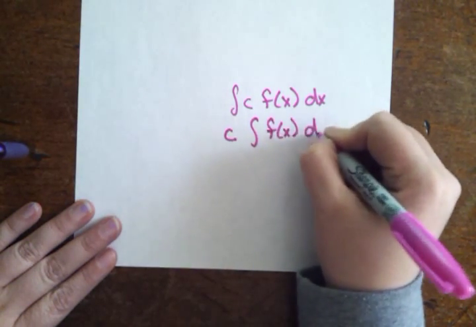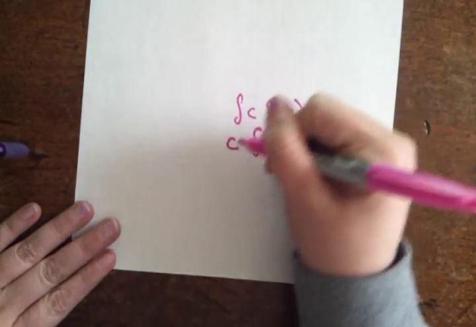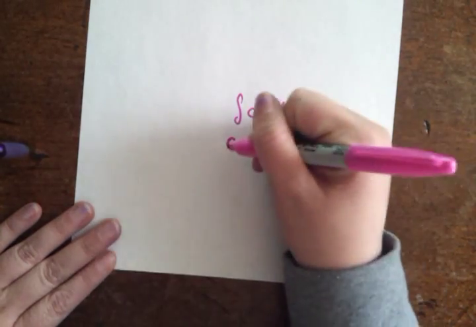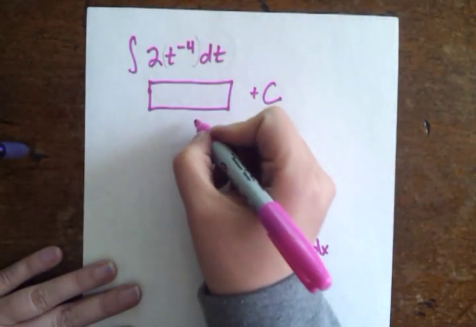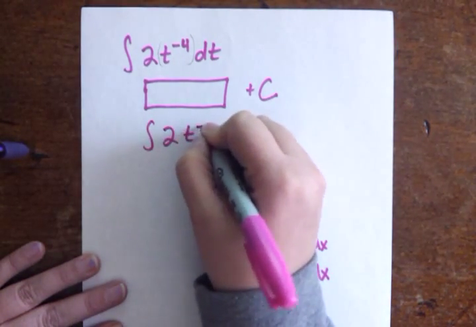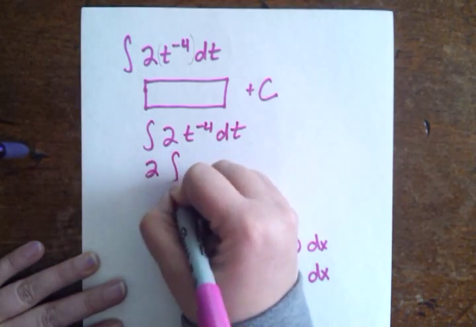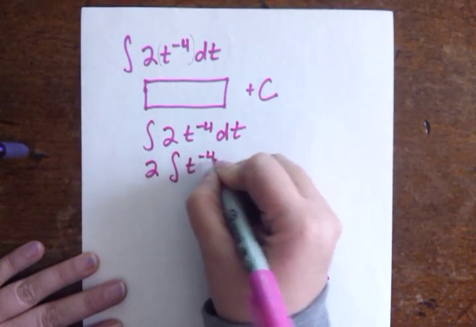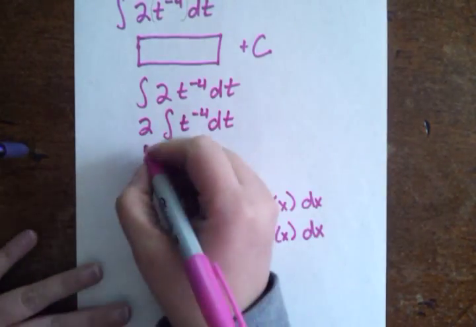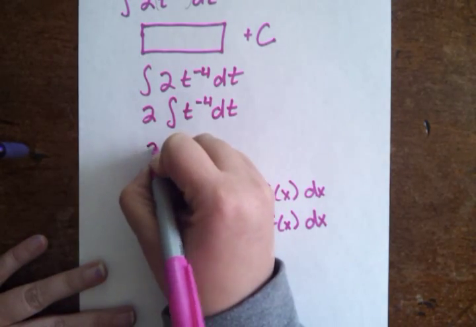Okay, what does that mean? That means that I'm just going to take whatever the integral of the function is and multiply it by that constant. So that means up here that for the integral of 2t to the negative fourth dt, that's the same as 2 times the integral of t to the negative fourth dt, okay? So ultimately I'm going to be multiplying everything I come up with by 2. All right, so we've got 2.